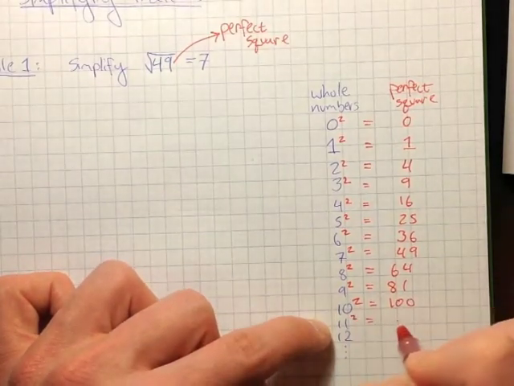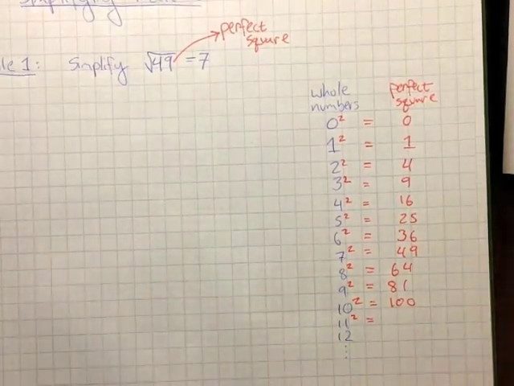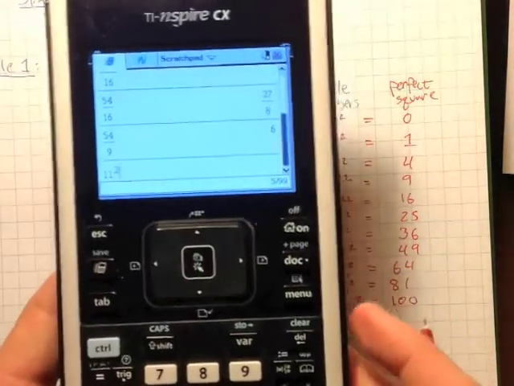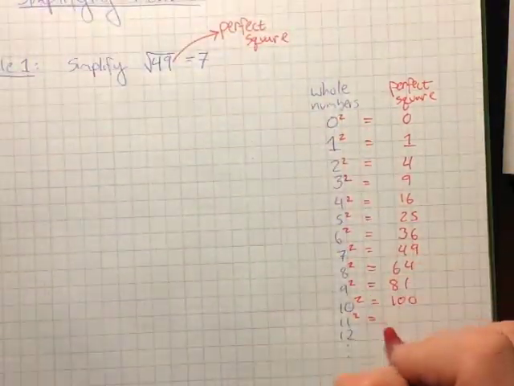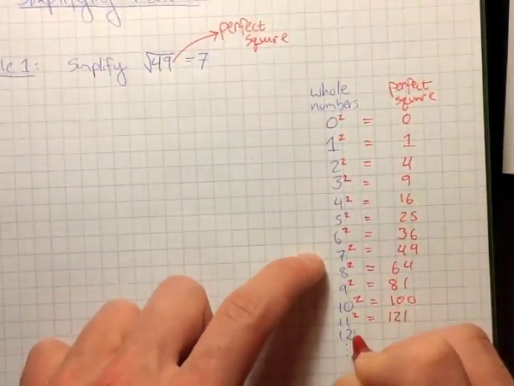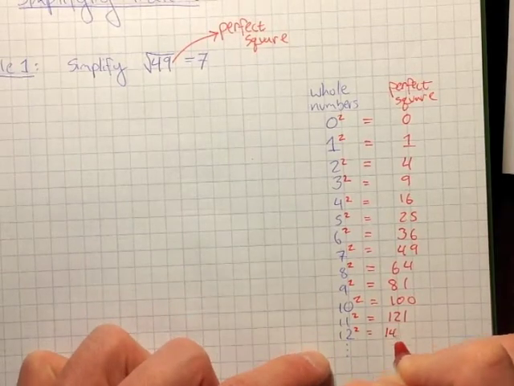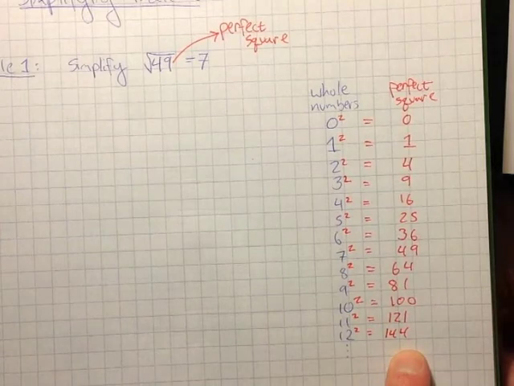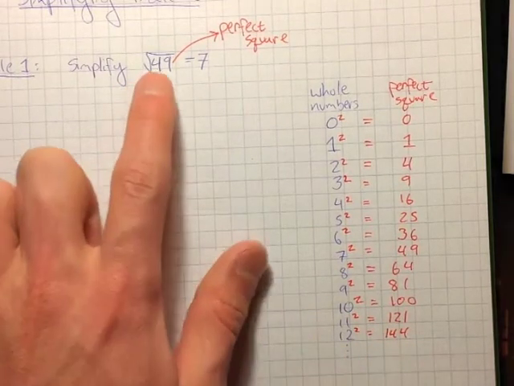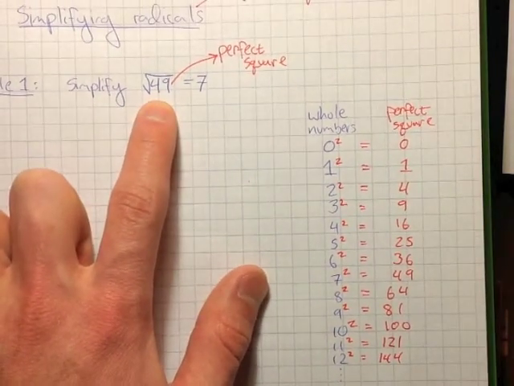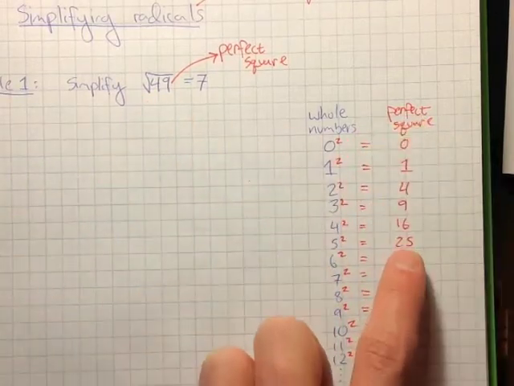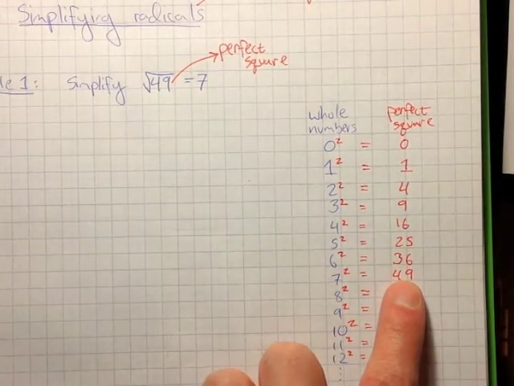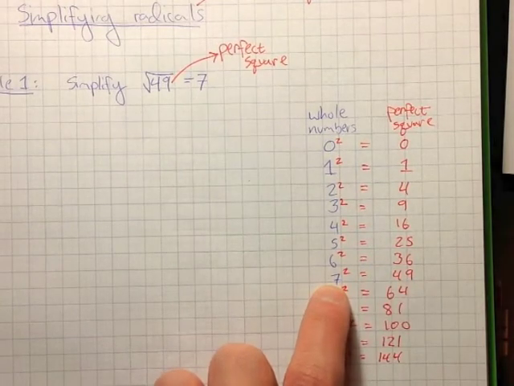11 squared, let's see, I always forget that one. Is it 121? Is that right? See, Mr. Wilsey doesn't even have them all memorized. 121, or at least he's not as confident as he should be. 12 squared is 144, and so on. Okay? So these are all perfect squares. Now, as we just saw here, whenever you take the square root of a perfect square, for example, square root of 49, is 7.